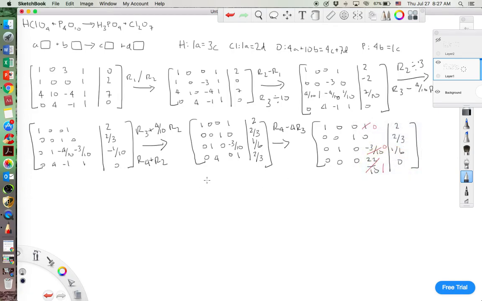Okay, and so what we get is A is equal to 2, B is equal to 1/6, C is equal to 2/3, and D, we have 1 equals 0. We know that's not correct, so we're going to say this is 1 and it's implied. D is 1 and that's implied.